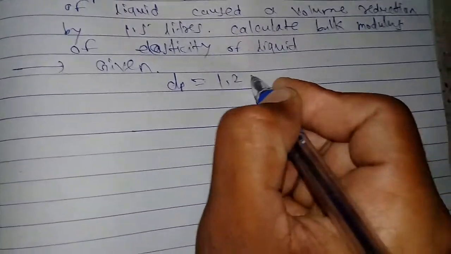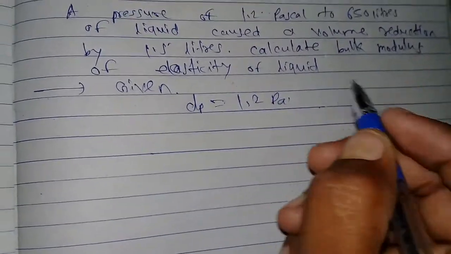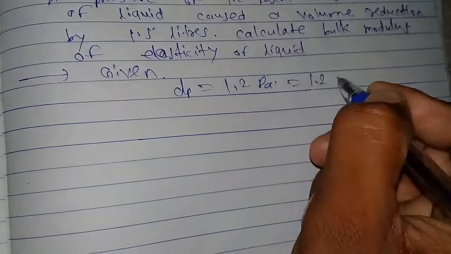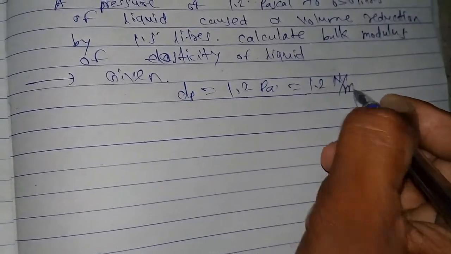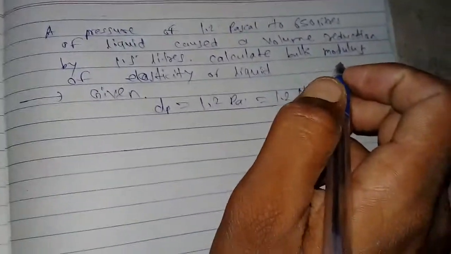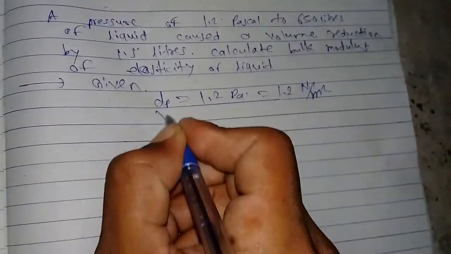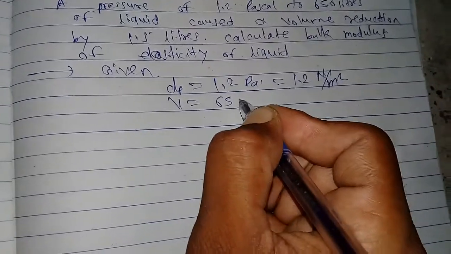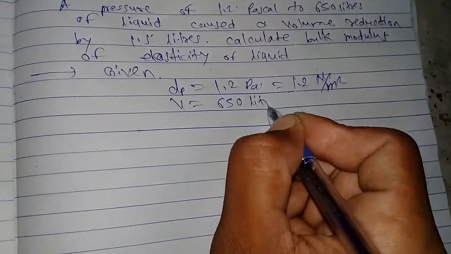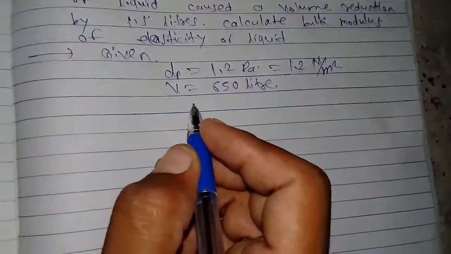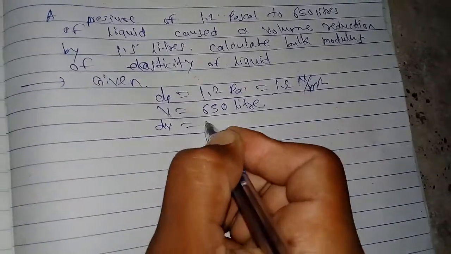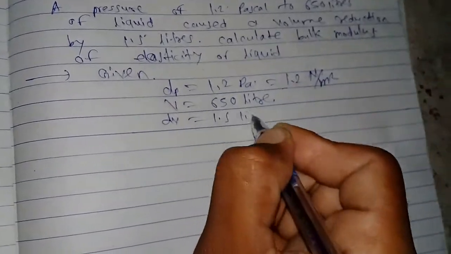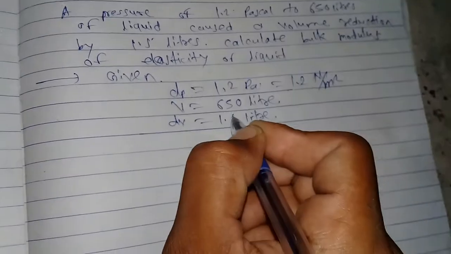Pressure 1.2 Pascal is equal to 1.2 Newton per meter square. Pascal is converted to Newton per meter square. Volume 650 liter, or change in pressure 1.5 liter.